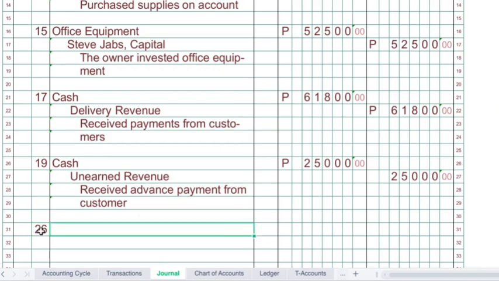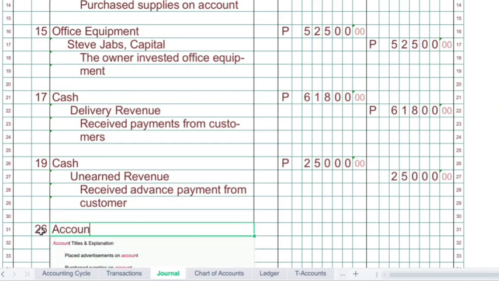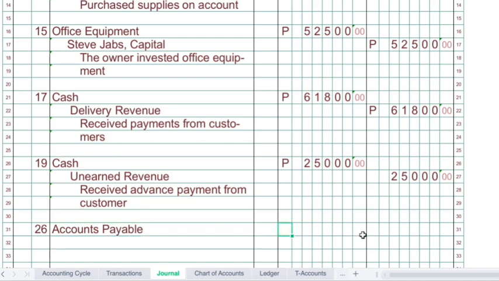Okay, so May 26, accounts payable. Again, accounts payable and debit accounts because nag-decrease. Okay, nagbayad tayo ng utang. So that is 8,800. And then we will credit cash kasi nagbayad tayo. So nag-decrease yung pera natin. And that is 8,800.